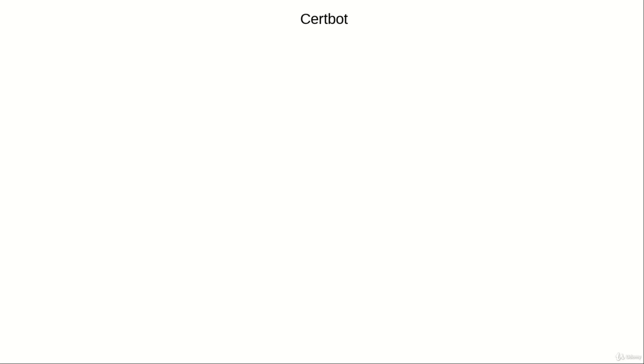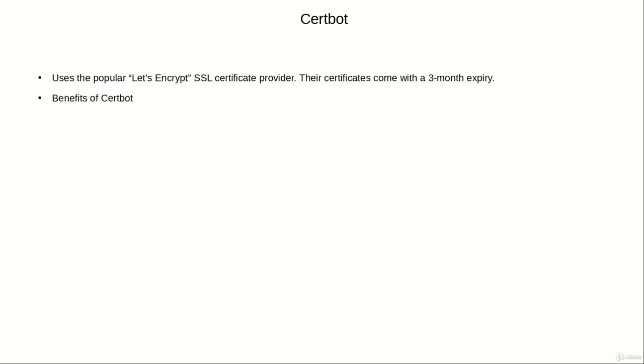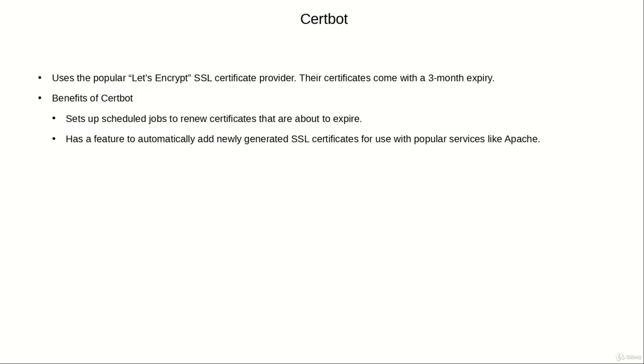To configure SSL certificates, we will use a tool called CertBot. This tool uses the popular service named Let's Encrypt to generate SSL certificates, which come with an expiry date. CertBot has some features that are useful. First, it sets up scheduled jobs to automatically renew certificates that are close to expiry. Second, CertBot is able to automatically configure certain services like Apache Web Server to use the newly generated SSL certificates.